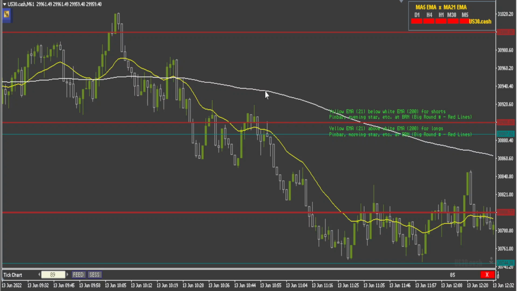All right, so if we're looking for shorts, which is the market we're in right now, we'll look at that first. The yellow EMA, or the 21, must be below the white EMA, okay? For the purposes of this illustration, this signifies a downtrend for us. We have the yellow 21 below the white 200. No matter what else we consider or look at, this is the only thing that's going to tell us if we're in an uptrend or a downtrend.